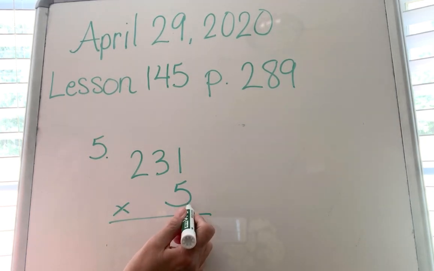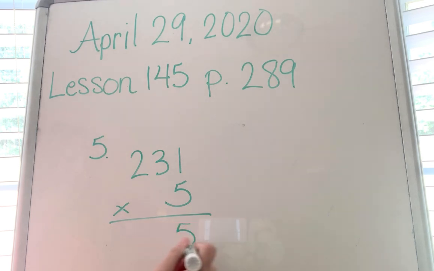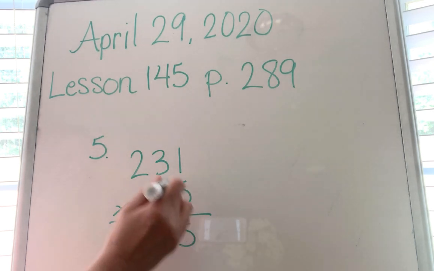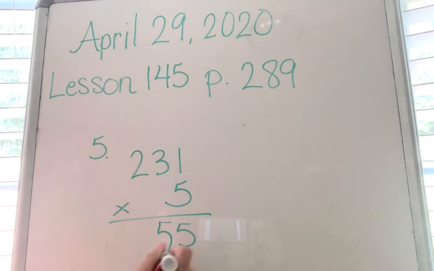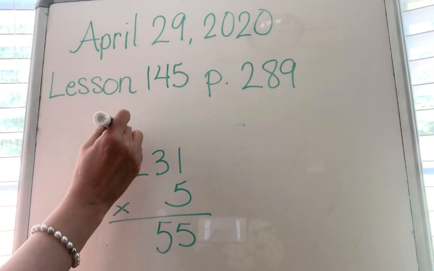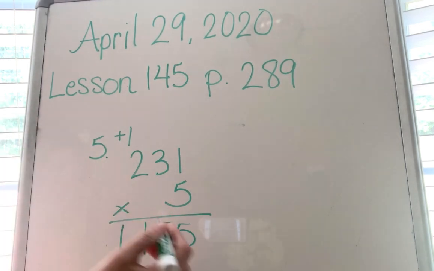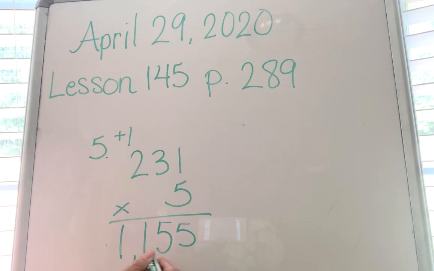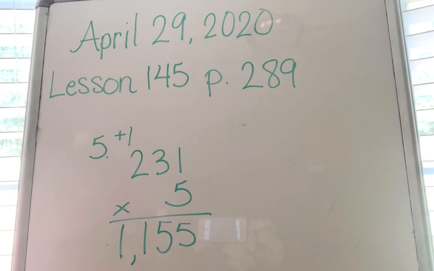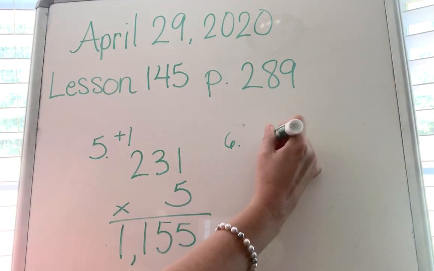Again, starting in the ones place, 5 times 1 is 5. Nothing to carry, that's kind of nice. 5 times 3 is 15, so we'll put the 5 there. Now we do need to carry the 1. 5 times 2 equals 10, plus 1 equals 11. Don't forget to put that comma in there always, 3 spaces over. Remember, ones, tens, hundreds, comma. Thousands, 10,000s, 100,000s, comma. Every 3 places we get a comma. All right, so 231 times 5 equals 1,155.